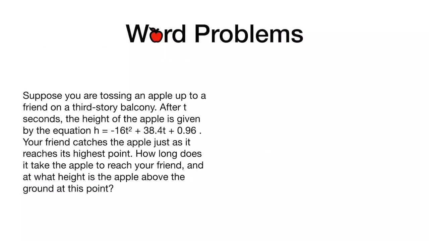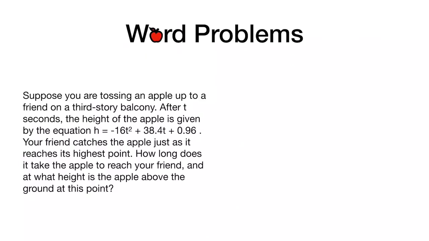Here's an example word problem. Suppose you're tossing an apple up to a friend on a third-story balcony. After t seconds, the height of the apple is given by this equation: h equals -16t² plus 38.4t plus 0.96. Your friend catches the apple just as it reaches its highest point. How long does it take the apple to reach your friend? And at what point and at what height is the apple above the ground at this point?